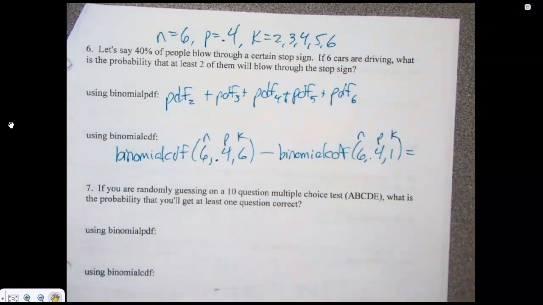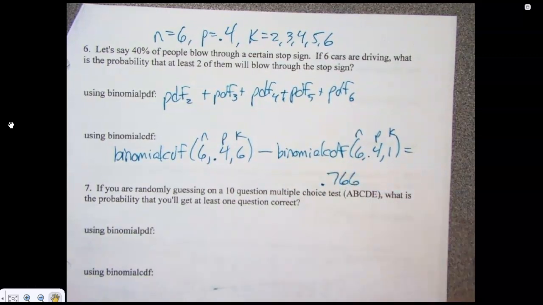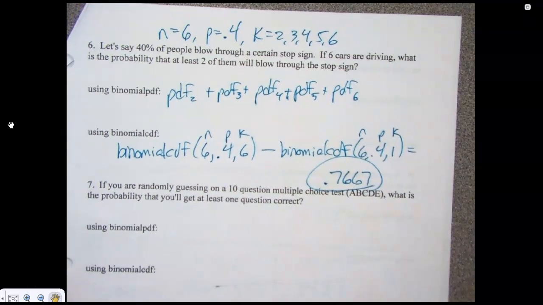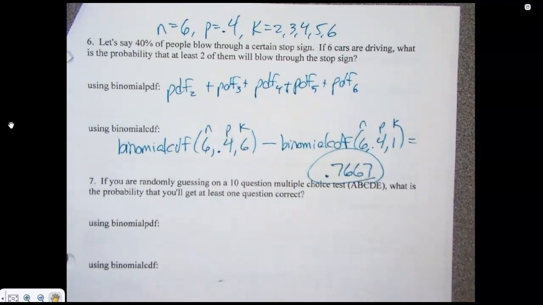Don't put yourself away, because this is an important one to go through, just for getting used to how to think about these. So it should be 0.7667. How many got that right?